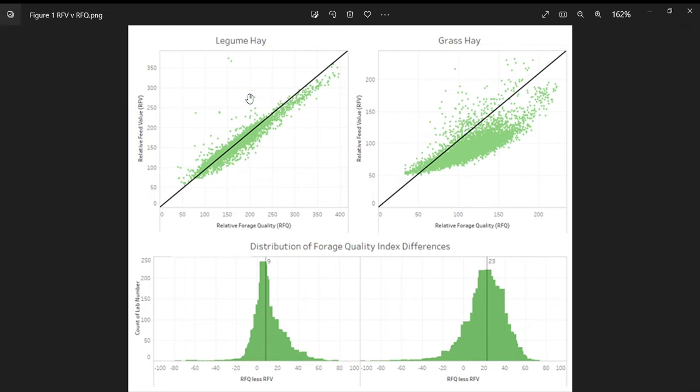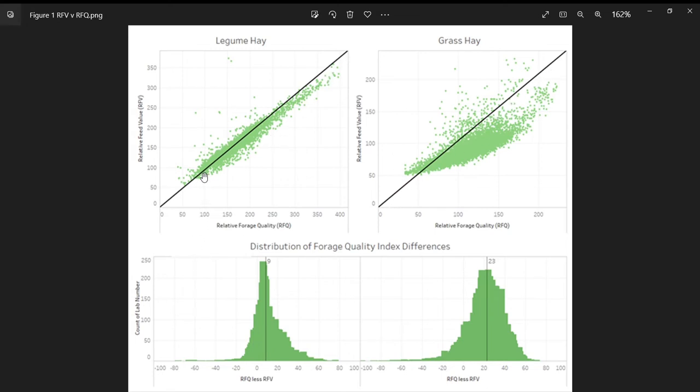What we have here, we have legume hay on this side of the screen, and we have grass hay over here on this side of the screen. On the vertical axis, we have relative feed value for both legume and grass hay, and on the horizontal axis, we have relative forage quality. Now, a perfect one-to-one correlation is going to be this 45-degree line that you see cutting through.